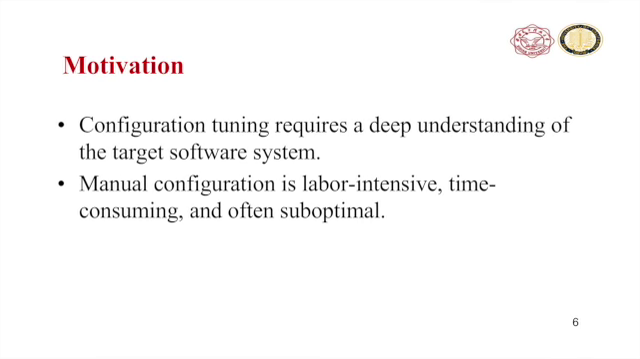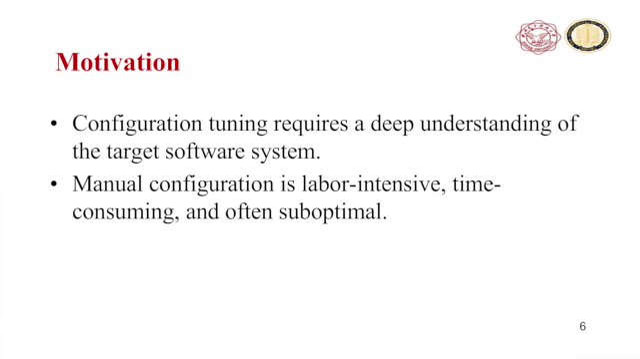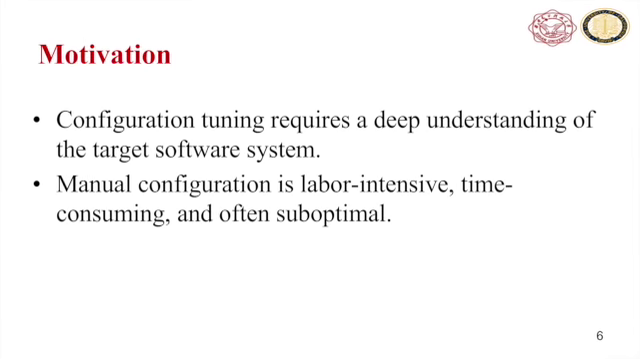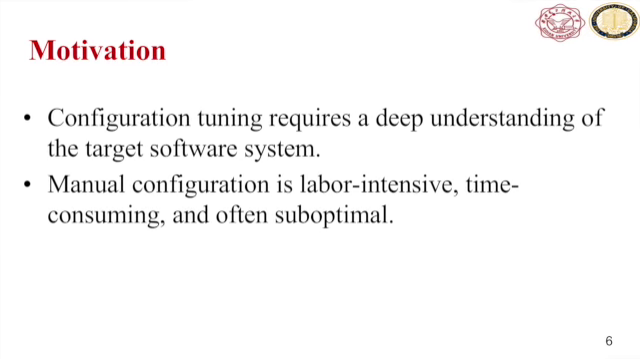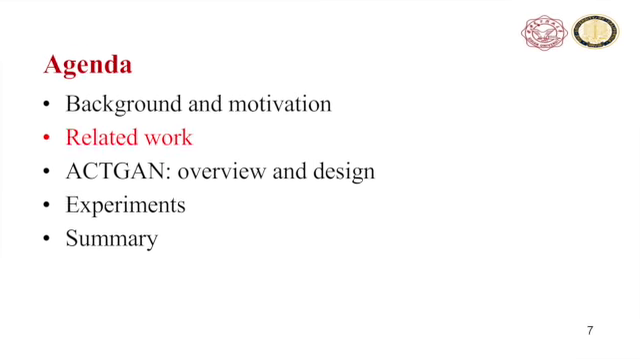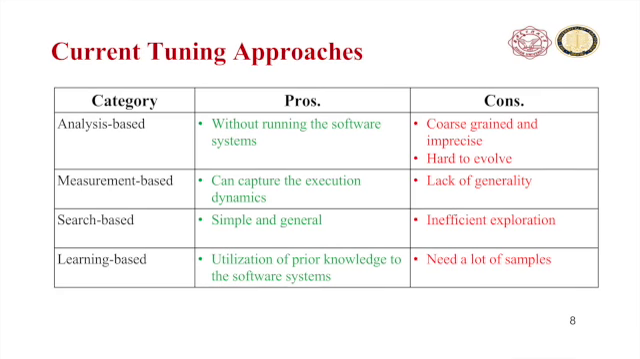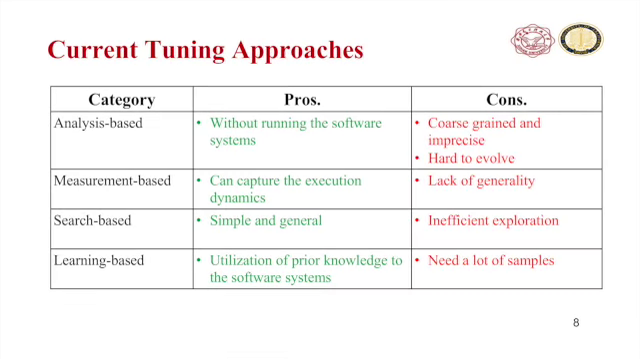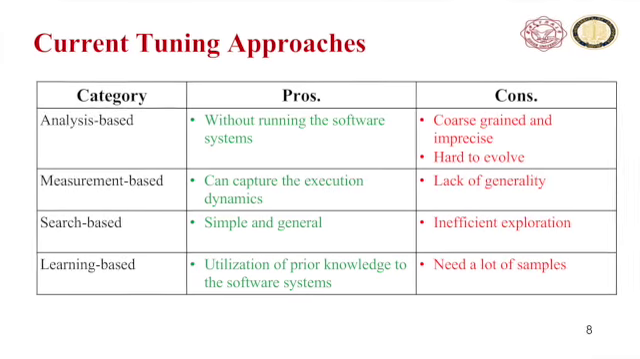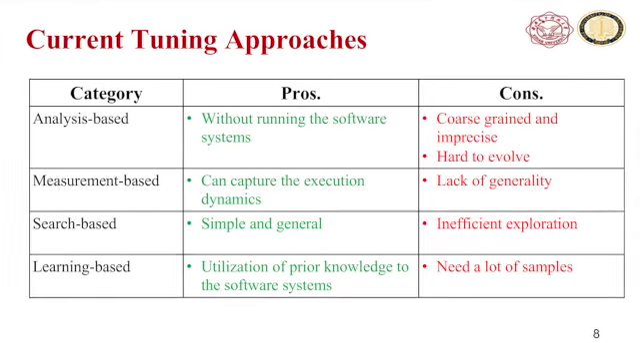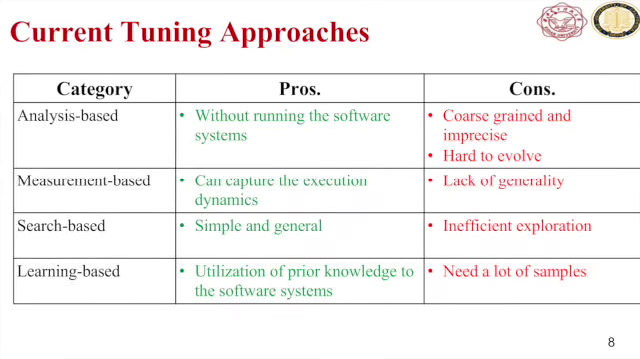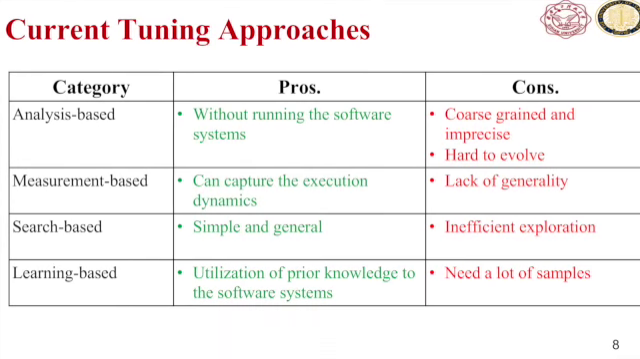Software systems often provide a large number of parameters so that users can configure them for their specific scenario. However, configuration tuning requires a deep understanding of the software system, which is beyond the ability of a regular user. Here is a category of different approaches to choose different parameters. For example, the most related one is learning based. The pros are the utilization of prior knowledge of the system, and the con is that it needs a lot of samples.